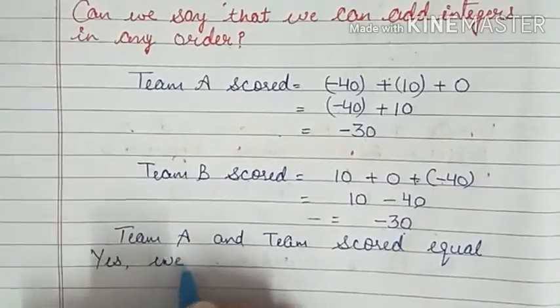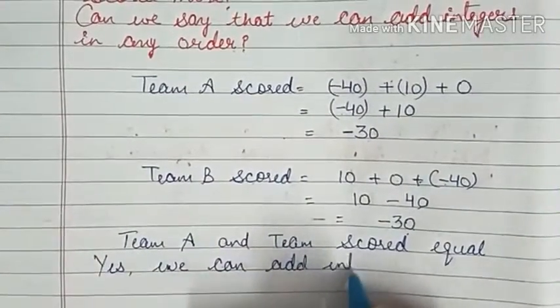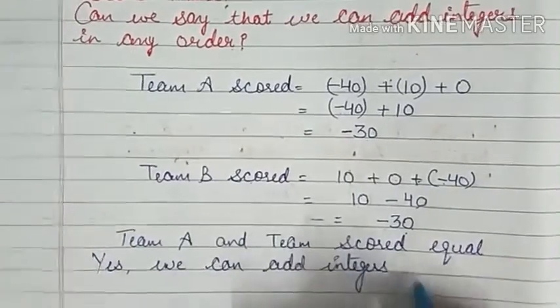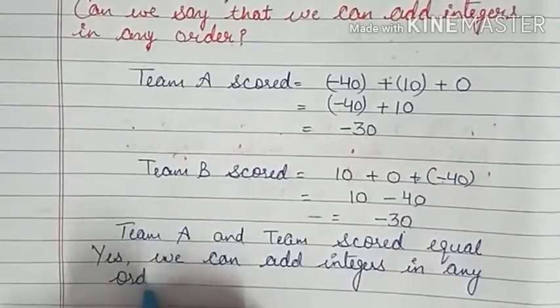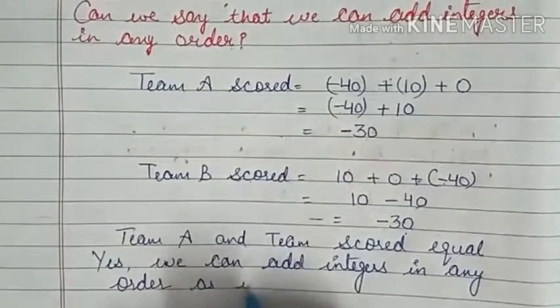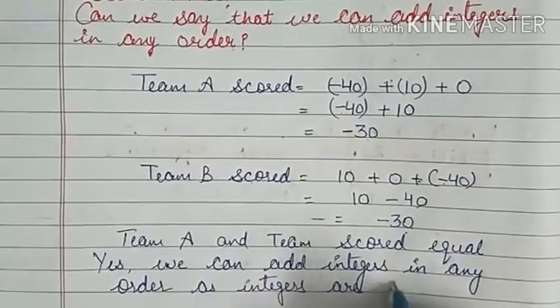Yes, we can add integers in any order, as integers are commutative.